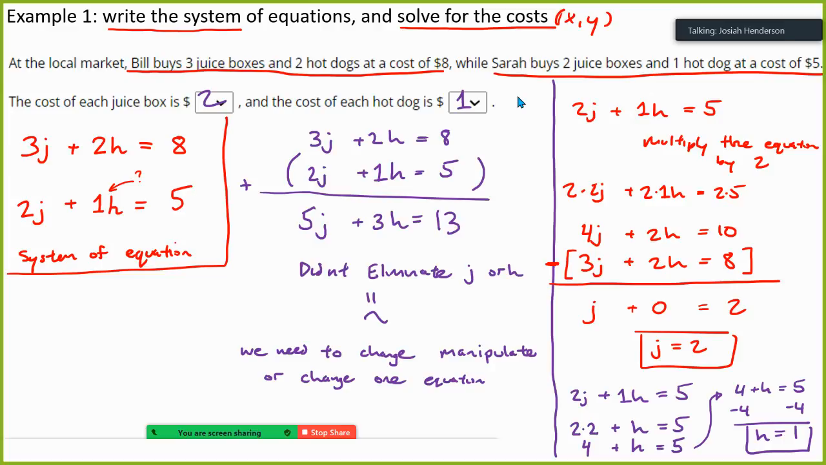So in the middle of the screen, what we first started with, we don't have to always start by adding them together like I did. I wanted to just show you that that's our goal. We want to be able to either add or subtract them and make the H's or the J's eliminate. But since it didn't work, our step 1 is going to be make one of them match the other, like we did in red.